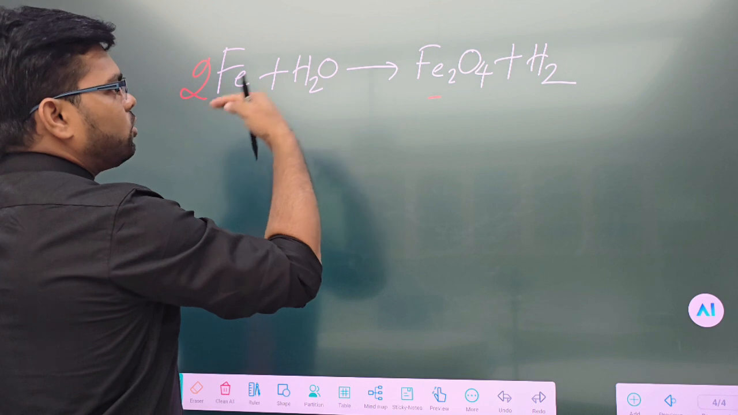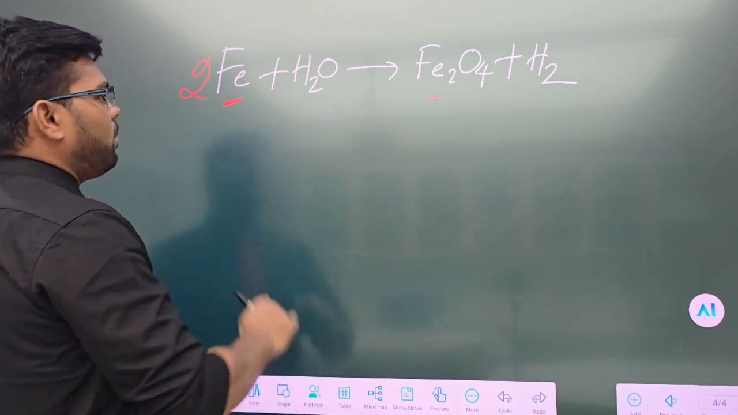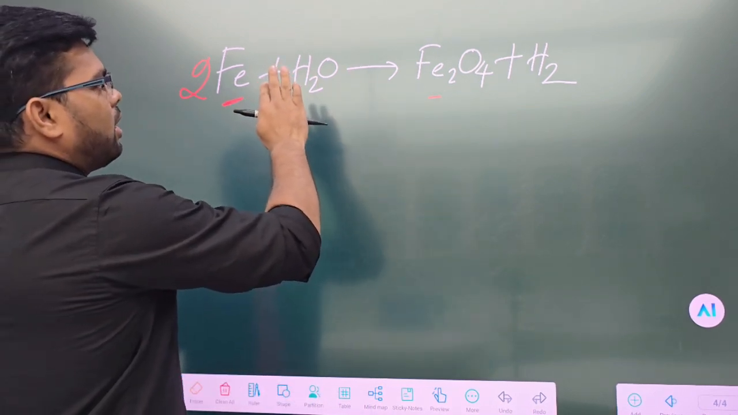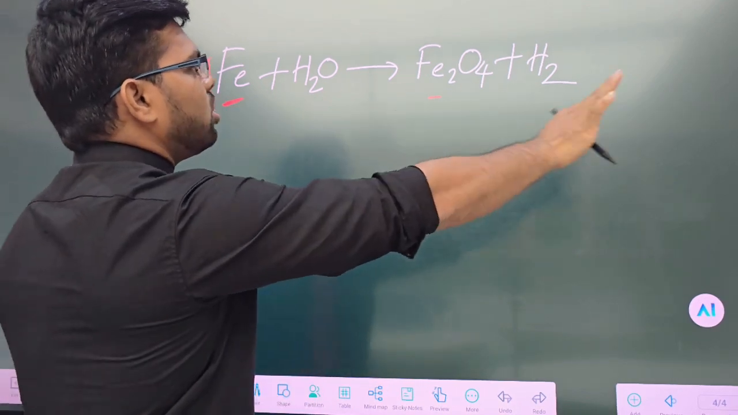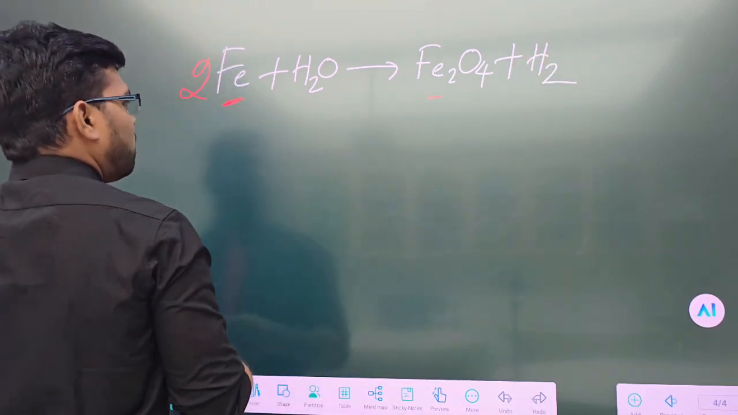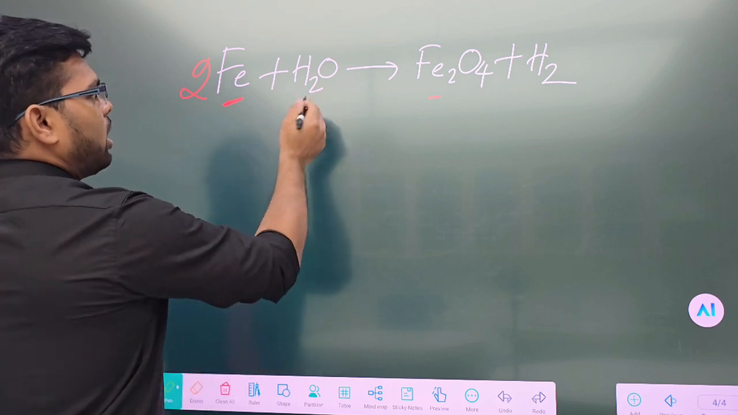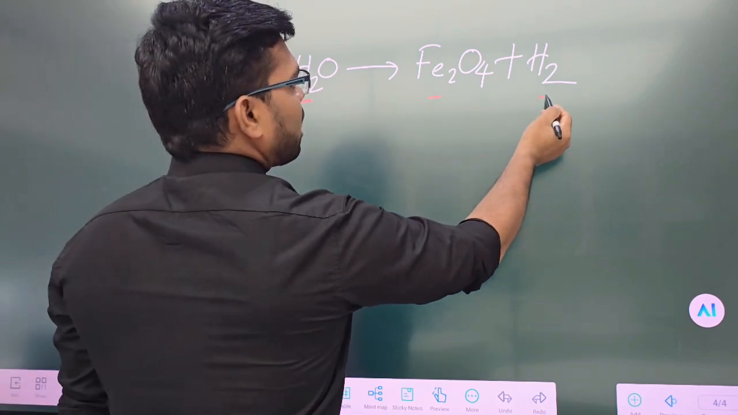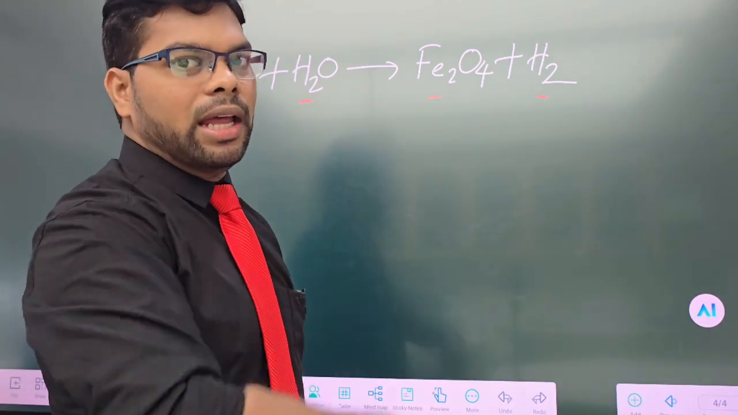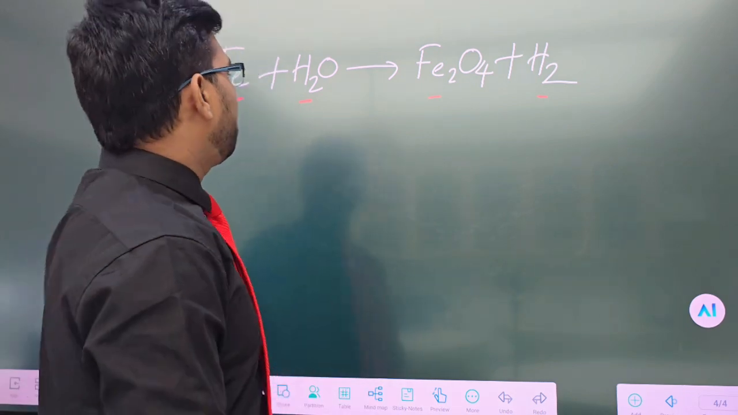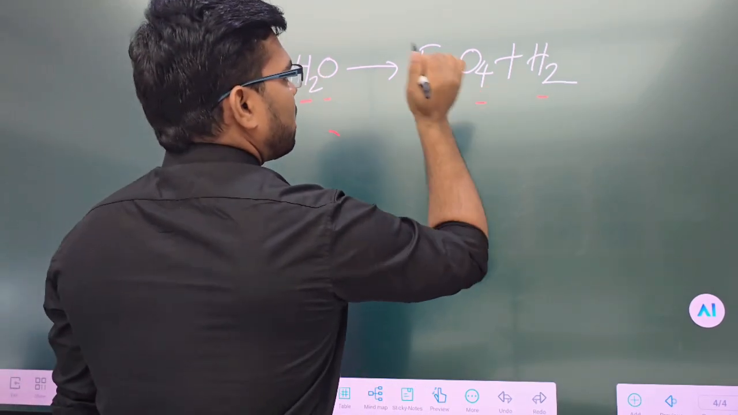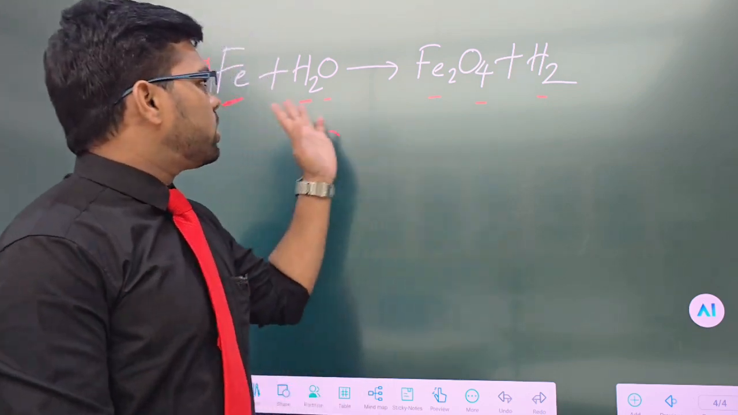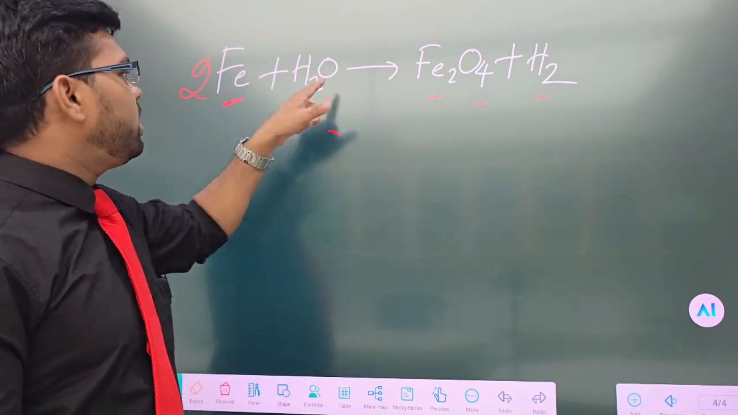So after that, we need to balance non-metals. Okay, metal is done. Is there any non-metal except oxygen and hydrogen? No. So go for hydrogen. So hydrogen here 2. Here we have 2 hydrogen. Hydrogen is already balanced, I don't need to disturb it. Now oxygen. Here we have 1 oxygen. Here we have 4 oxygen. So the oxygen number is different. So here 4, here 1.